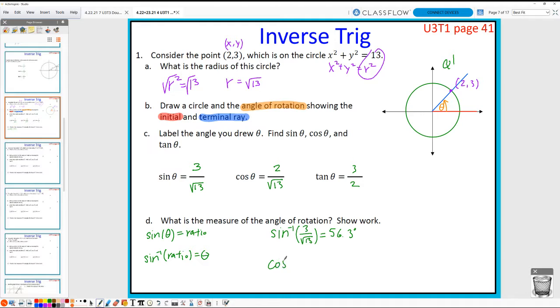Let's do inverse cosine as well. So be careful. It's not 3 over root 13. It's 2 over root 13. I'm going to do the same thing, except now with inverse cosine and 2 over root 13. I get the same answer, which should not be surprising. Finally, inverse tangent. I expect the exact same thing since these are all working with the same angle, 56.3, right? Because they're all talking about this angle measurement. So that makes sense. They all give you the same thing.